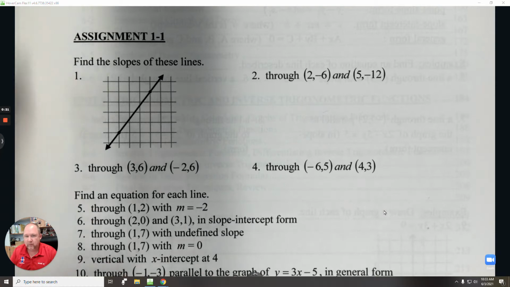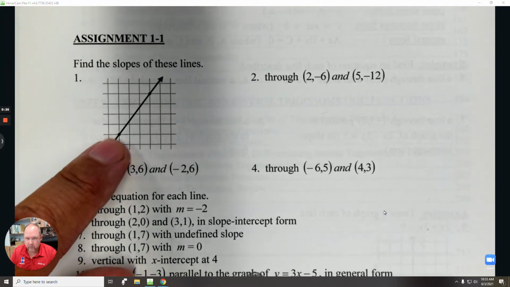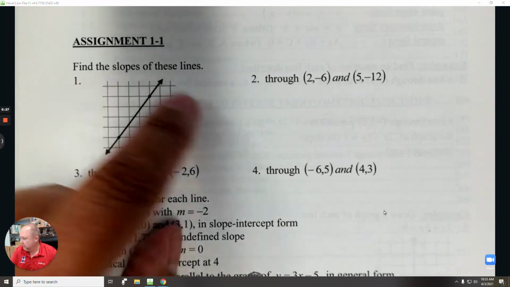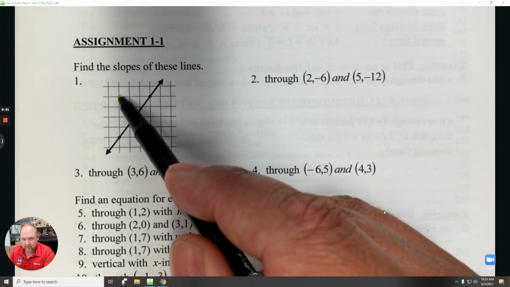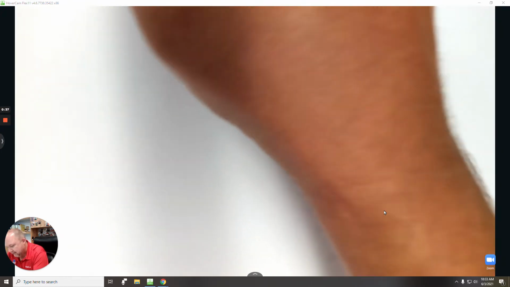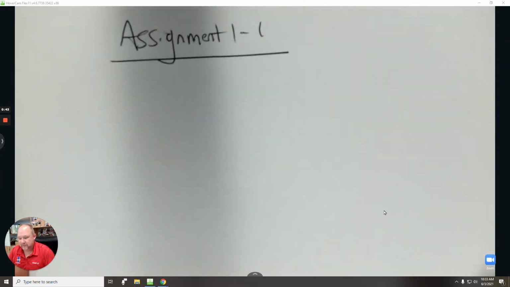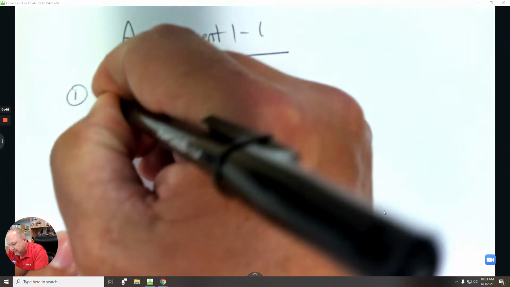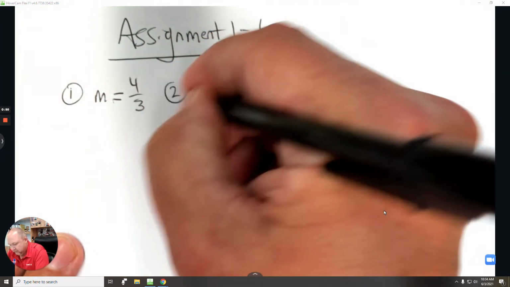All right, question number 1. Find the slopes of these lines. So here you're given a slope off a graph, it's rise over run. So between these points, it's a rise of 4 and a run of 3. Now, we're going to do our work on a different piece of paper. So I just have this one here. I'm going to label it or title it Assignment 1-1. Here it is. So for question number 1, the letter we use for slope is M. And off the graph, the answer is 4 over 3.